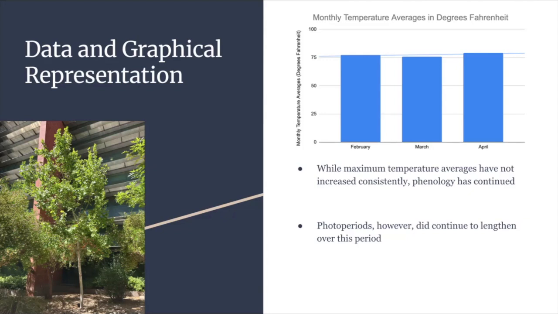Photoperiods, however, continue to increase, as they will always continue to increase during the spring, since that's just the time of daylight, and that did lengthen. And of course, the tree continued to grow and photosynthesize with its new leaves and take advantage of that longer light.